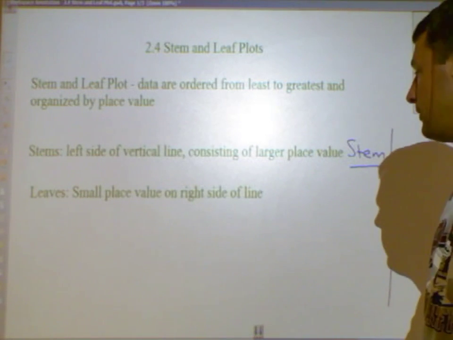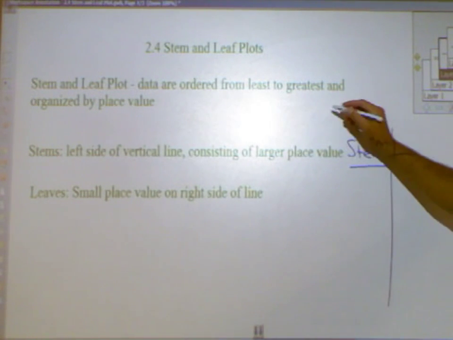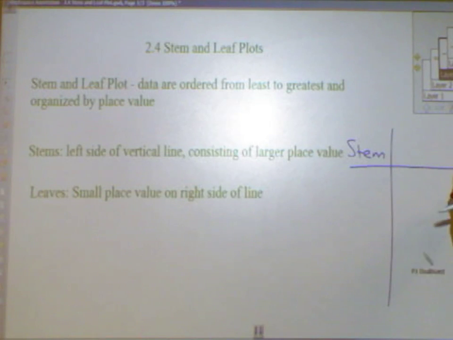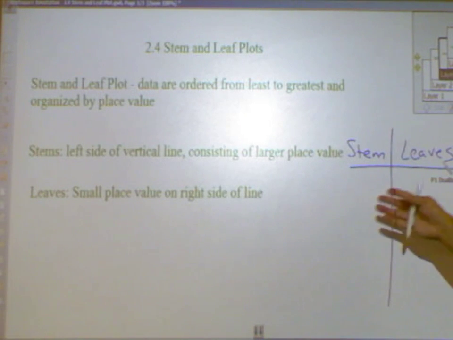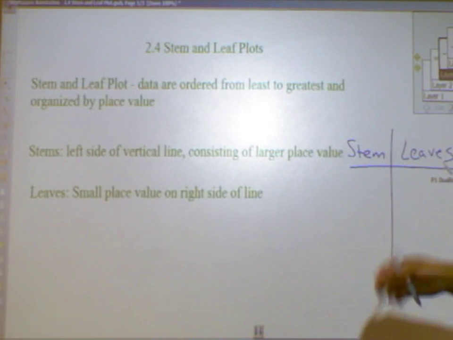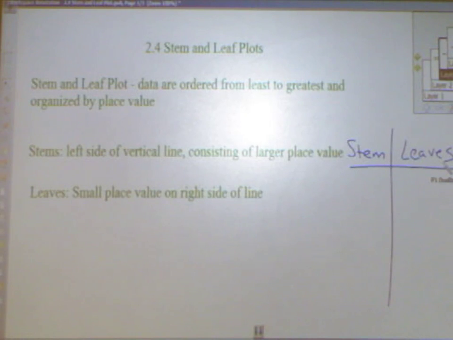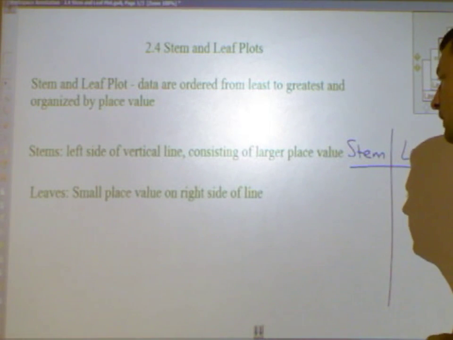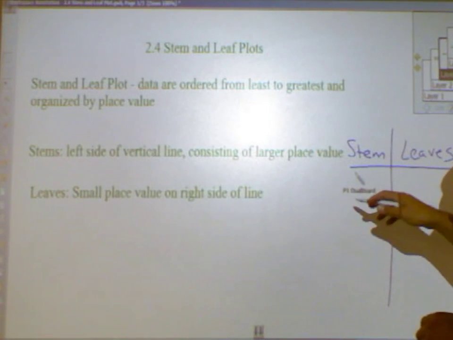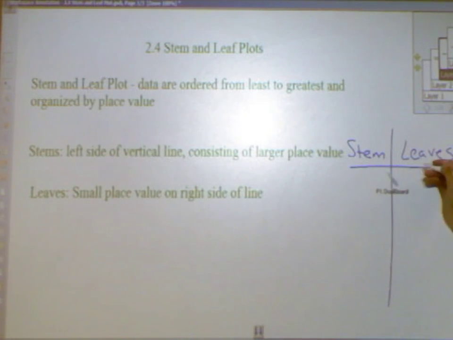Your leaves are a smaller place value on the right side of the line. So, for example, if I used a number in the tens, my tens would be on this side, my ones would be a leaf. Okay, so that's where my leaves go. If I used hundreds, I would typically organize with my hundreds as my stem, my tens place as my leaf. I wouldn't really care so much about my ones, just based on what my numbers were doing. And so that goes into your decision making too, is how you want to do that. If you had 241, you may have 24 | 1, or 237, 23 | 7. And again, we'll look at a bunch of examples of that. We'll start off with some easy ones for today, though.